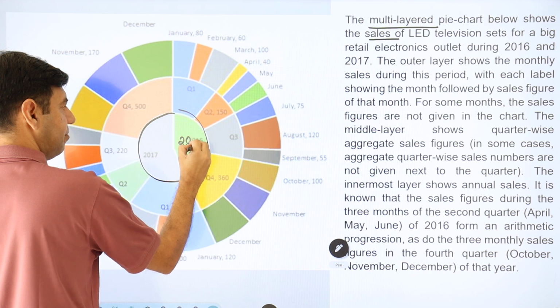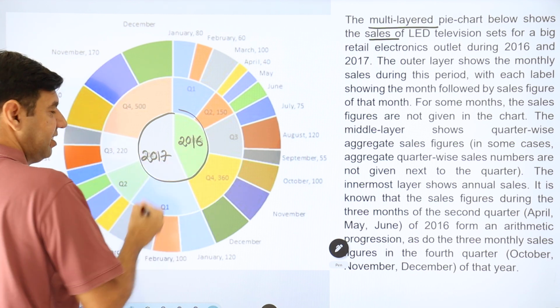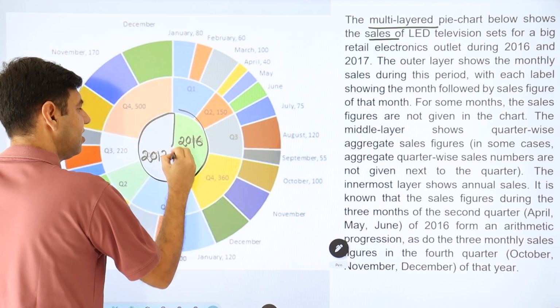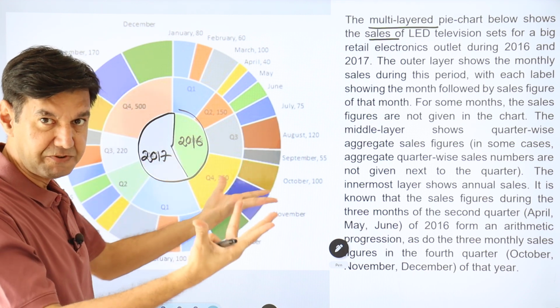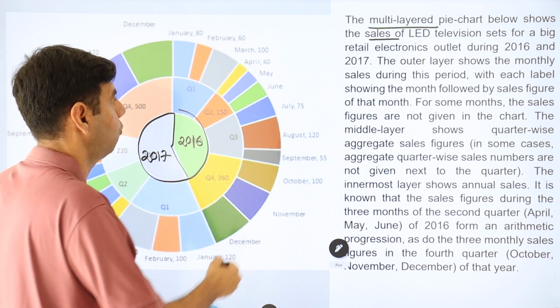You may not be able to see the readings, so I'll just mention it. Anyways, it will be there in the PDF that you have. So part of it is 2016 and the rest is 2017. So the pie chart gives a visual picture. In 2016 the sales were less, in 17 they were more.